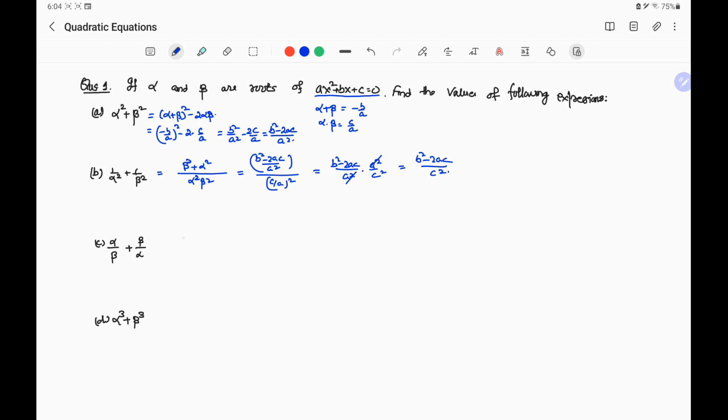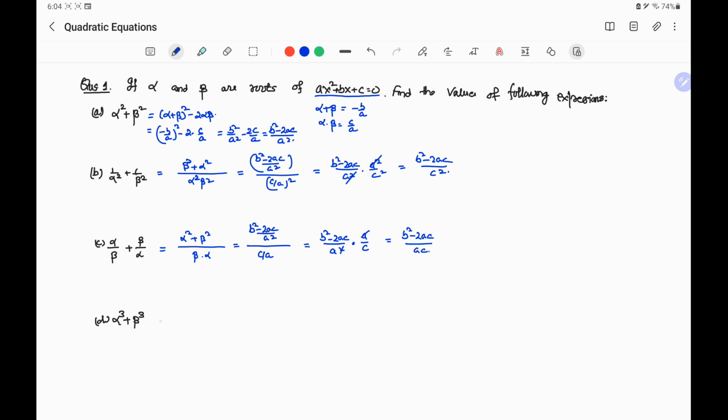Part C is alpha by beta plus beta by alpha. It can be written as beta into alpha by taking the LCM, and numerator have the value alpha square plus beta square. From part A, we can replace the value of alpha square plus beta square. This is b square minus 2ac by a square, and it is divided by alpha beta, which is the product of roots, and it is c by a. That is equal to b square minus 2ac by a square multiplied by a by c. One a get cancelled, so value will be b square minus 2ac by ac.